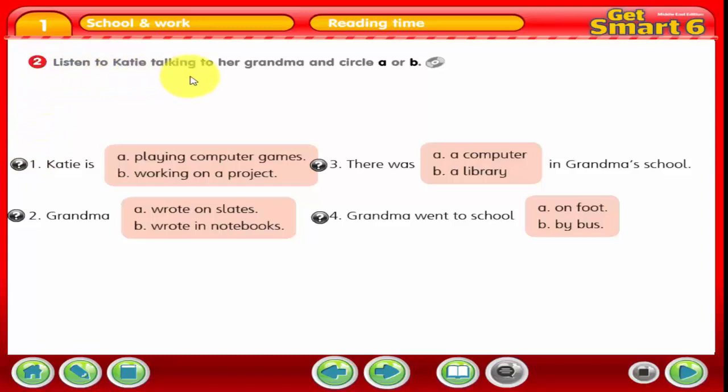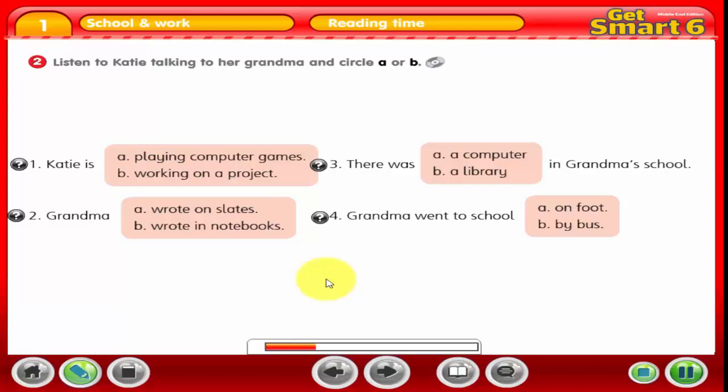Activity 2. Listen to Katie talking to her grandma. Katie بتتكلم مع grandma جدتها and circle A or B. We have to answer two choices معنا خيارين A and B. Listen then answer. Workbook. Module 1. Reading time. Activity 2. Listen to Katie talking to her grandma and circle A or B.